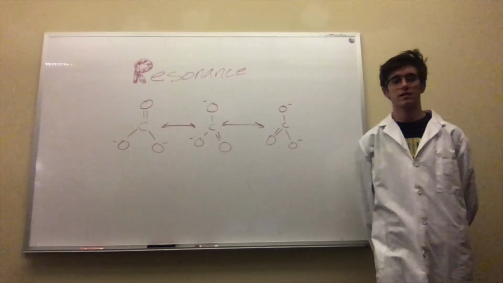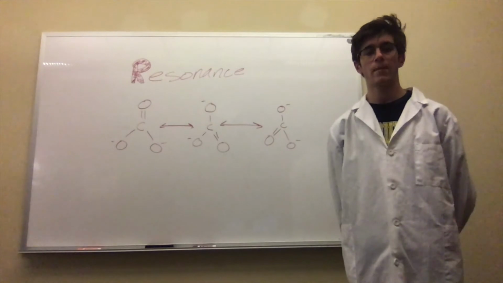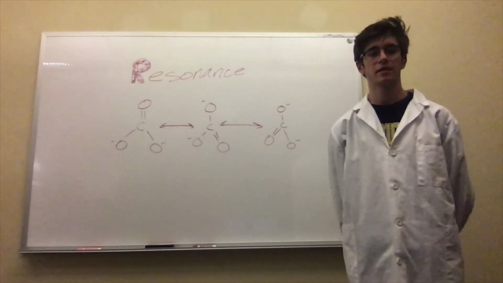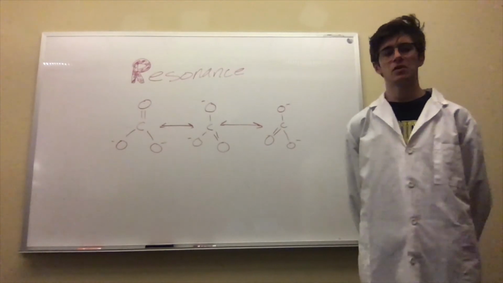R is for resonance, which is a method of describing the delocalized electrons in some molecules where the bonding cannot be explicitly expressed by a single Lewis structure, such as in carbonate. Now, how is this concept used in chemistry?